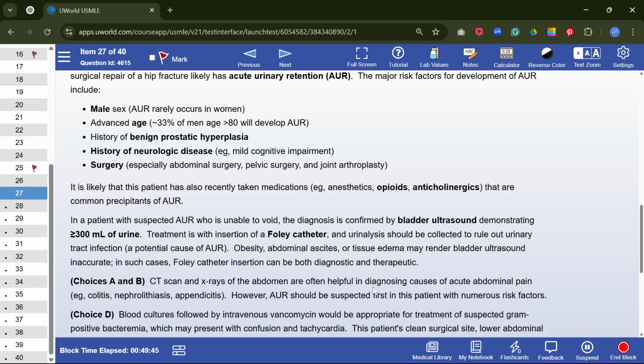In a patient with suspected acute urinary retention who is unable to void, the diagnosis is confirmed by bladder ultrasound demonstrating more than 300 ml of urine. Treatment is insertion of a Foley catheter, and urinalysis should be collected to rule out urinary tract infection, a potential cause of AUR. Obesity, abdominal ascites, and tissue edema may render bladder ultrasound inaccurate. In such cases, Foley catheter insertion can be both diagnostic and therapeutic.